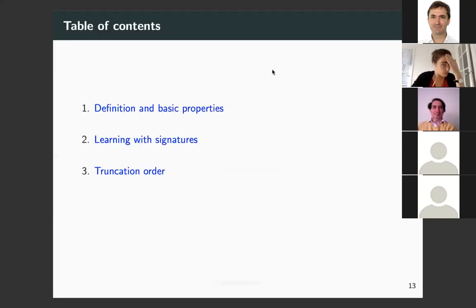So I will now go over some basic properties: the definition and basic properties, then I will give an overview of how we use it in machine learning and statistics, and then a work I have been doing on estimation, with some statistical theoretical guarantees with signatures.